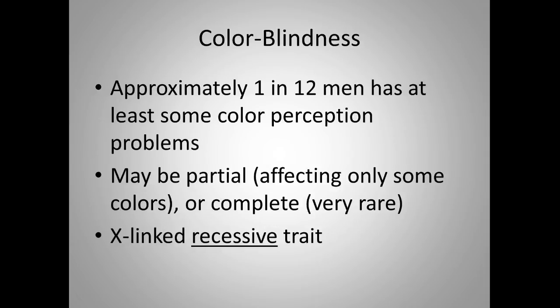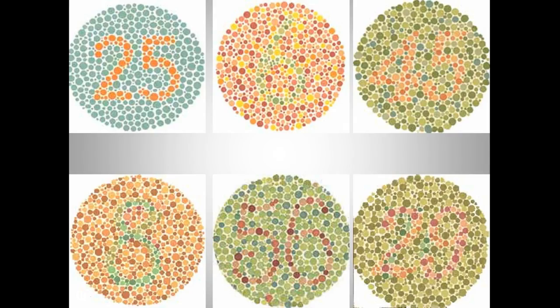So color blindness affects about 1 in 12 men. It can be partial or complete, and it again is an X-linked recessive trait. Normally this is diagnosed by giving an individual a test that you see here. You can see different numbers that appear in these diagrams, and if you can see the numbers, then you probably don't have color blindness. But if you have any difficulty reading any of these numbers, then you may have a partial color blindness. So you probably should be checked out by an optometrist or an ophthalmologist if you have trouble seeing any of the numbers in these 6 diagrams.